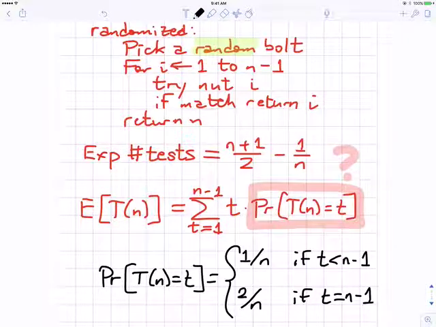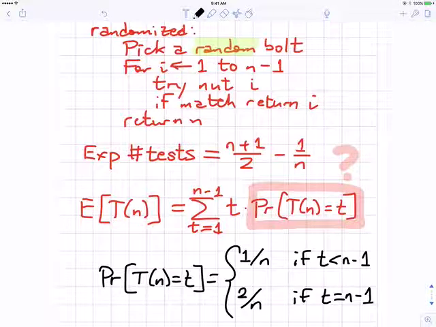How do you get a 2 over n when t equals n minus 1? Okay, how do I get a 2 over n here? I have the same number of tests if the bolt matches the second to last nut, nut n minus 1, or if it matches the last nut. Because I don't actually have to do the test against the last nut. Remember?